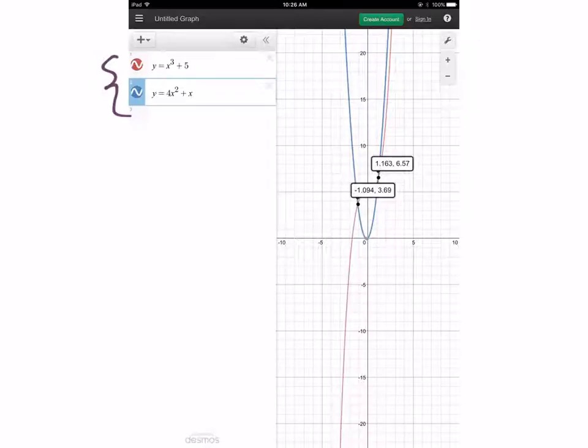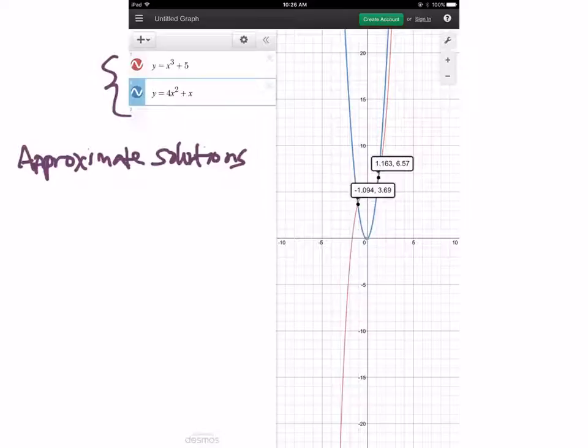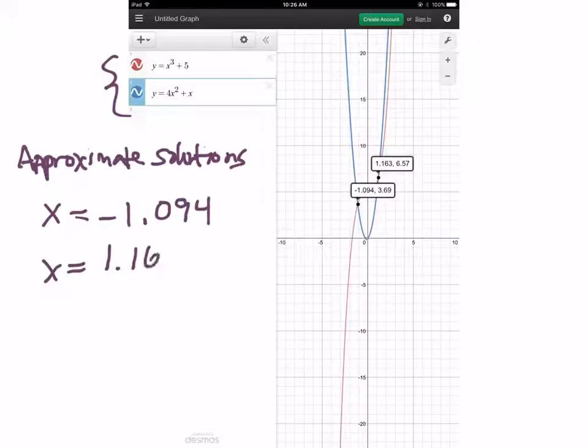Okay, so there are two solutions, and these are rounded, these are approximate. So the approximate solutions are x equals negative 1.094 and x equals 1.163. Okay, and that's all you have to do.